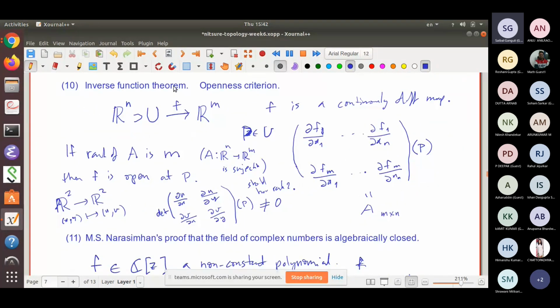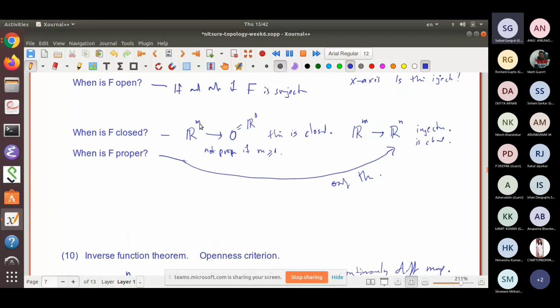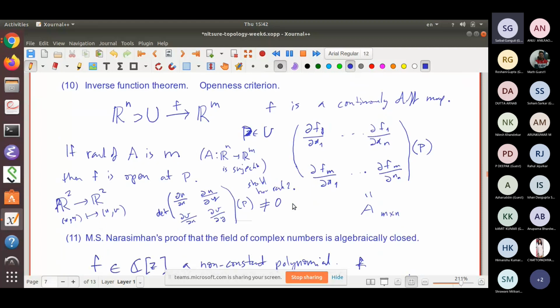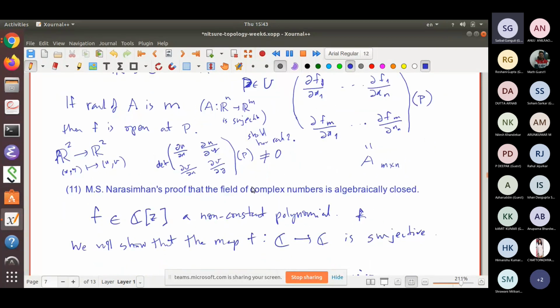Then we talked of the inverse function theorem, the openness criterion: if I have a differentiable map f, all of whose partial derivatives are continuous, defined on an open subset of Rn, a map to Rn, when is it open at a point? So this was the case of a globally constant derivative, meaning a linear map. A linear map is just that same matrix everywhere, while here the derivative keeps changing, and that's given by this Jacobian matrix. And this map is open at a point P, which means it takes a small open neighborhood of P to an open set in Rn, if the following sufficient condition is satisfied. This condition is not necessary, but sufficient: if the rank of A is m, then this map is open.